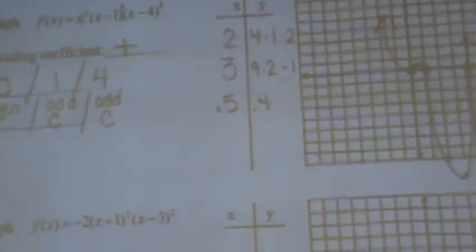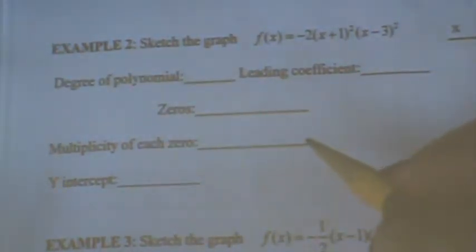Okay, let's do another one. Let's analyze this one. Anyone know one of these 5 things? The degree is 4. Now, Lexi, how'd you get 4? She added 2 here, and 2 here is 4. What's the leading coefficient, positive or negative? Negative. So I know my graph's going to look like that.